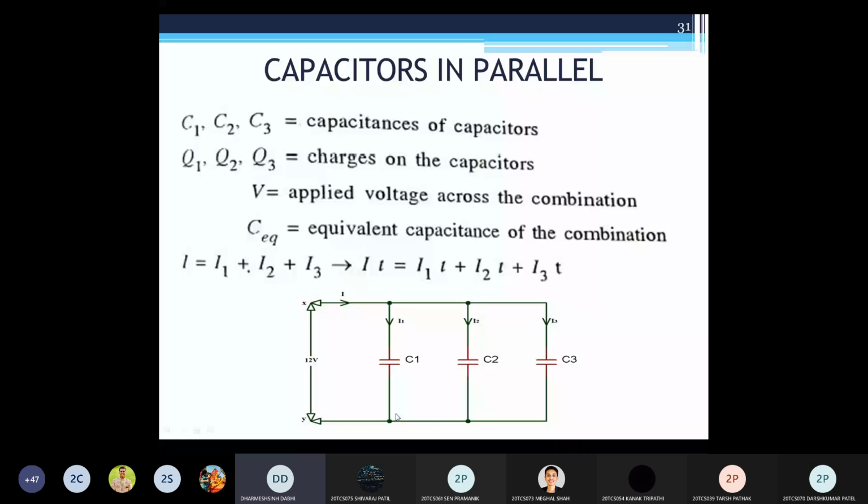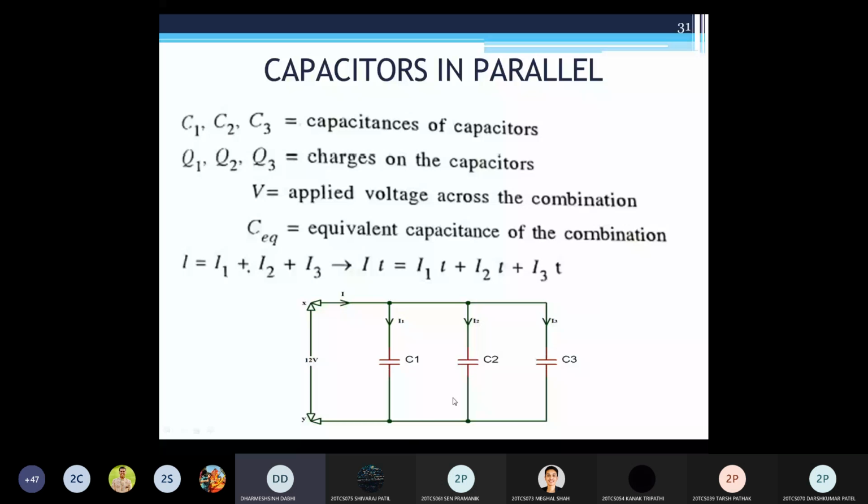Clear? So the equation of equivalent capacitance for parallel connection will be derived from the equation of current. The total current flowing from the supply is I, and the current flowing through C1 is I1, C2 is I2, C3 is I3. So incoming current is I, outgoing currents are I1, I2 and I3. So you can make the equation I is equal to I1 plus I2 plus I3. Clear? But in capacitance, we have the term charge. So convert this current equation in terms of charge.